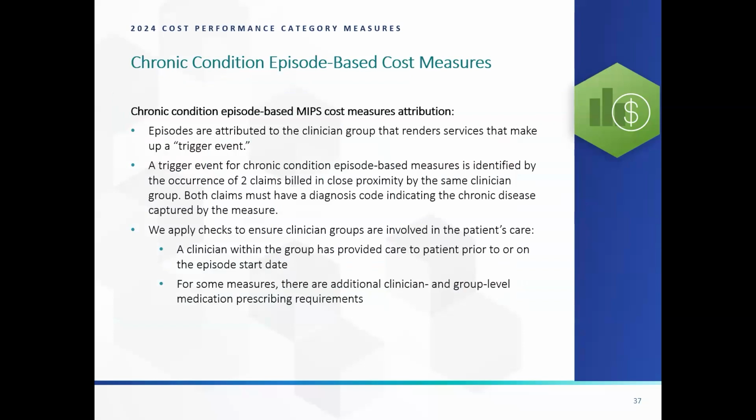A trigger event for chronic condition episode-based measures is identified by the occurrence of 2 claims billed in close proximity by the same clinician group. And both claims must have a diagnosis code indicating the chronic disease captured by the measure. We apply checks to ensure clinician groups are involved in the patient's care. So a clinician within the group has provided care to patients prior to or on the episode start date. And for some measures, there are additional clinician and group level medication prescribing requirements. Next slide, please.